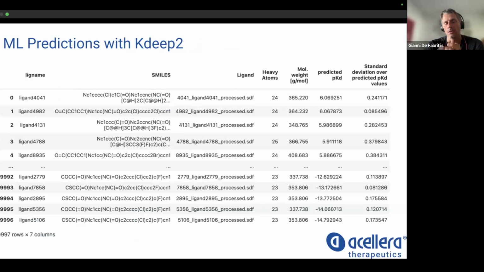Has been changing over the time. Now it's based on TensorNet, for instance. But so for each ligand, you get all this predicted pKa and a standard deviation over that. And then with that, you can rank them.